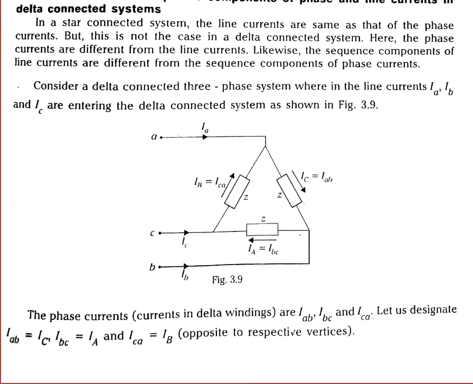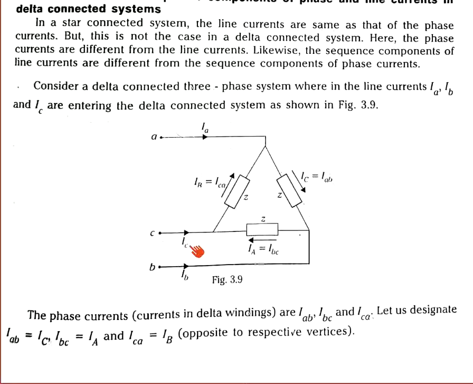Now for symmetrical components, how is the relation? Let us say the phase currents in the delta connected system are IAB, IBC and ICA. Let us designate IAB equals Ic. Why have I taken IAB equals Ic? It is the opposite vertex. There is no hard and fast rule. You can take any IX, IY, IZ. Simply because of the opposite vertex, as a thumb rule, we follow Ic.